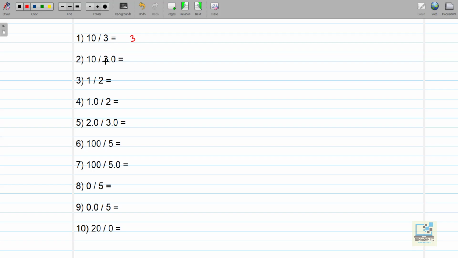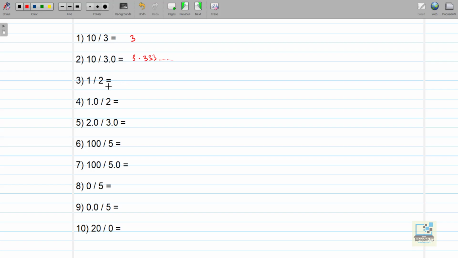But in the second example, 10 by 3.0, here 10 is an integer, but 3.0 is not an integer. 3.0 is a double, means a real number. So 10 by 3.0 will give me 3.3333 and so on. Understood?